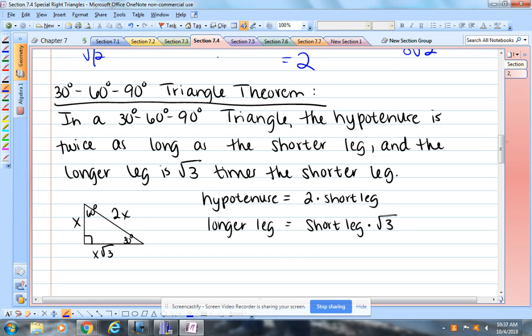So, the smallest side will be your key. That's the one you base everything off of, your X, your shortest side, your shortest leg. So, to get the longer leg, you're going to multiply your short leg times radical 3. And then to get your hypotenuse, you're going to double the short leg. So if we know the short leg, everything's easy. It's when you don't know the short leg that things get a little hairy with these. Then we have to do a little bit more math.